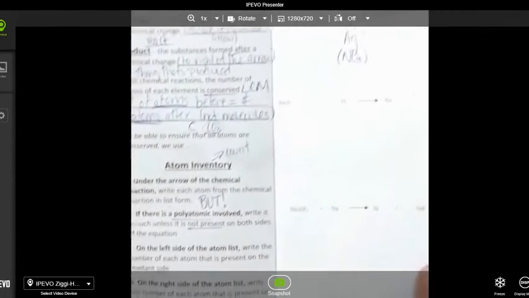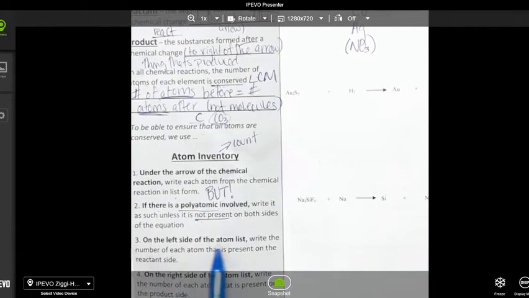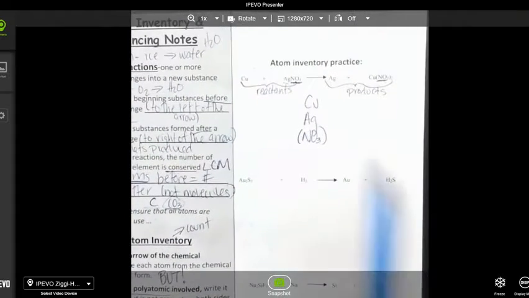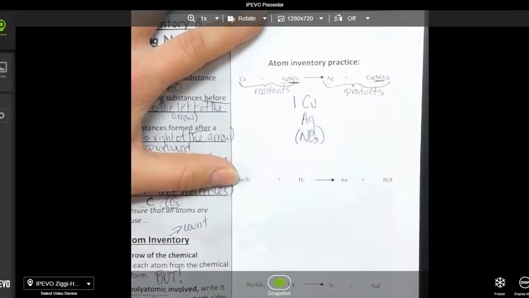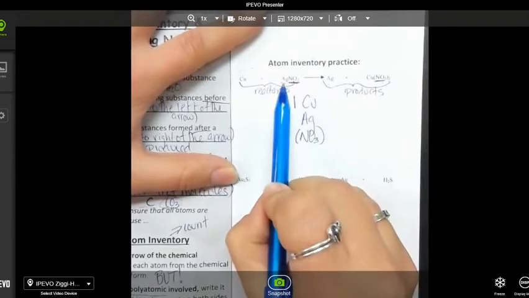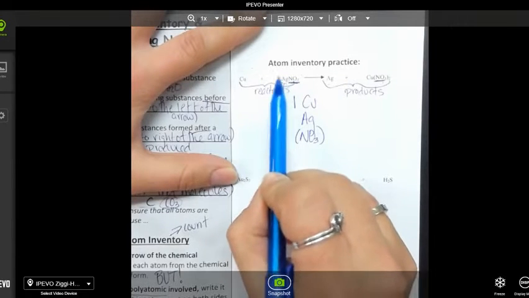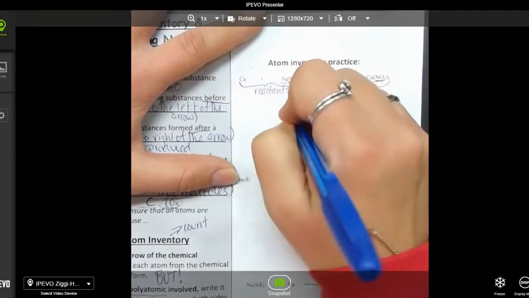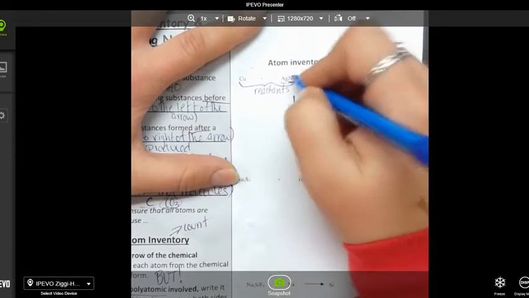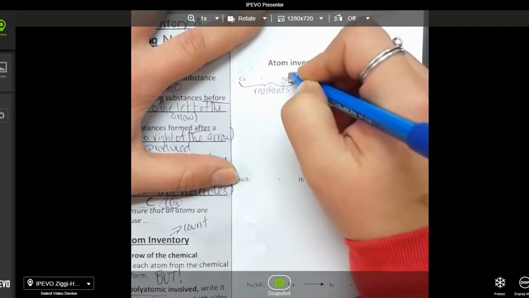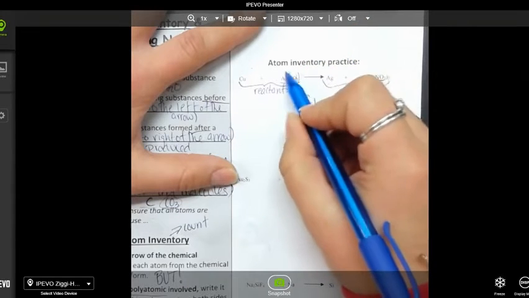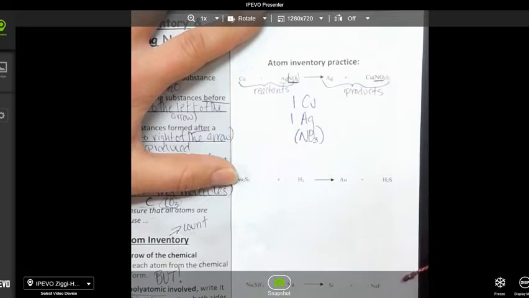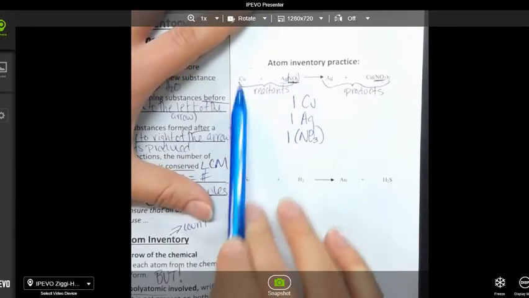All right, now on the left side of the atom list, we're going to write the number of each atom that is present on the reactant side. So if I look here, how many coppers are right here? Since there's no subscript, there's only one copper. Right here, I have silver nitrate. Now, silver has no subscript, so that means there's one silver. Nitrate, there are no parentheses around it, like that, okay? So if there are no parentheses around it and there are no numbers outside of that parentheses, that means we only have one NO3. All right, so I counted the number that's on the reactant side.